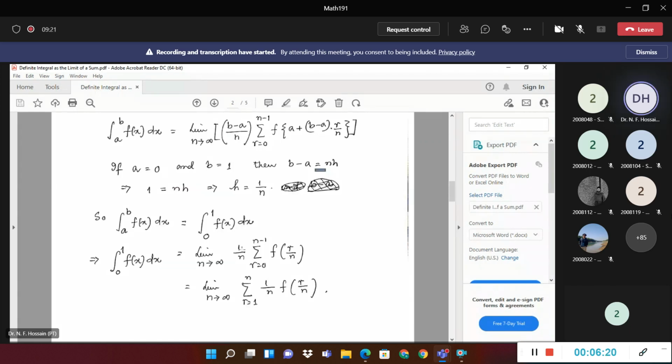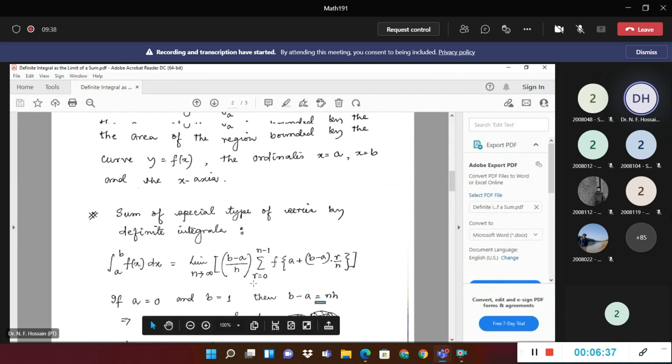1 over n, sum over r equal to 0 to n minus 1, and here f of this is 1, so just f of r by n. Now you see you can take the limits for this r as 1 up to n.